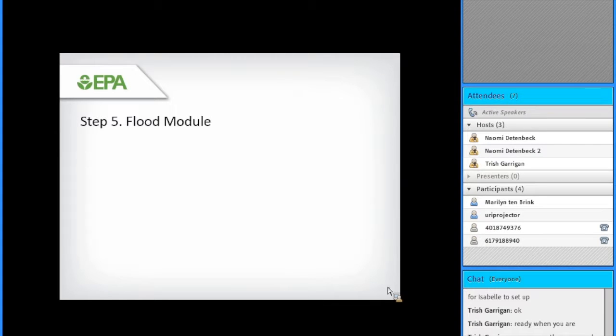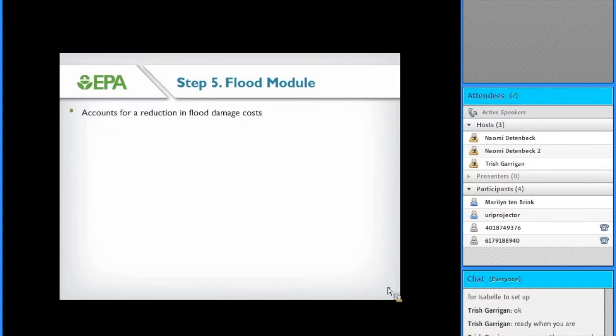We're going to look at an extra feature, which is the flood module. This is not a required part of the model, but it's something you may consider including in your modeling. The flood module accounts for a reduction in flood damage costs.